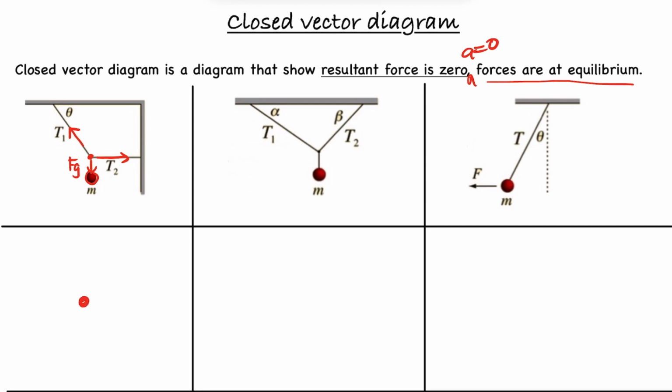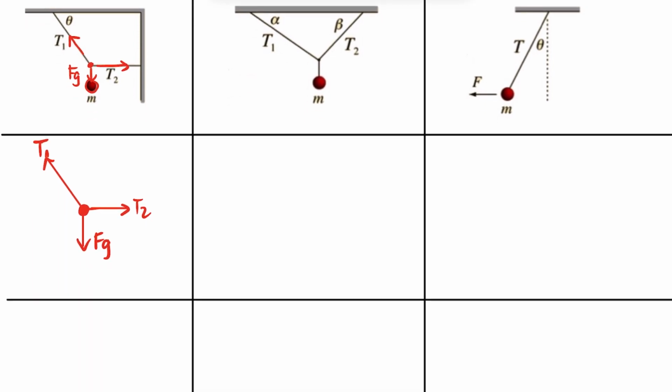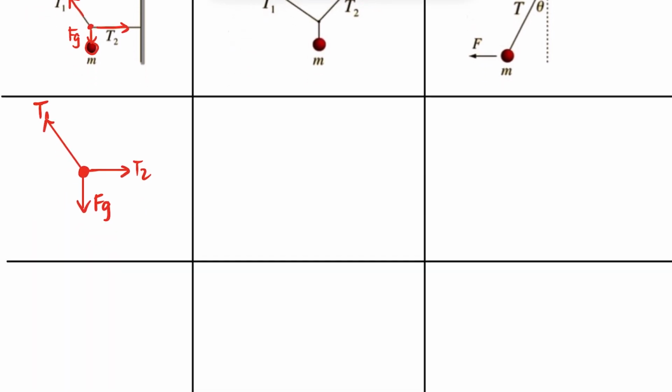In a free body diagram, you represent the point or object that experiences the force by a dot. So we have that tension force, T1, and then that tension force, T2. That's T1 and T2, and we have the gravitational force there. That's the free body diagram. Now let's look at the vector diagram.